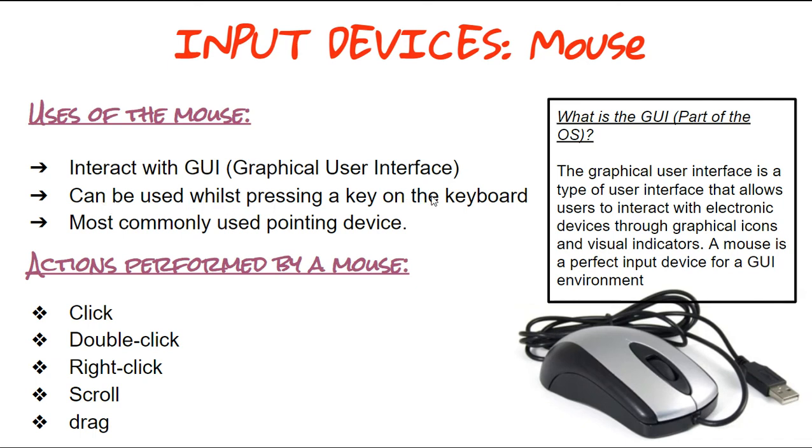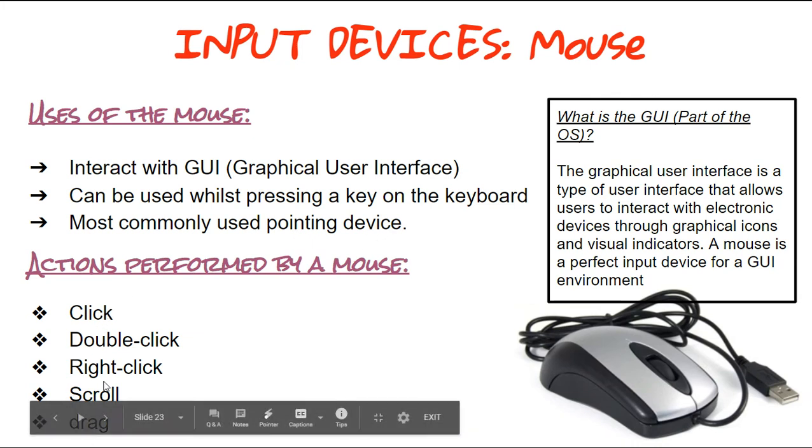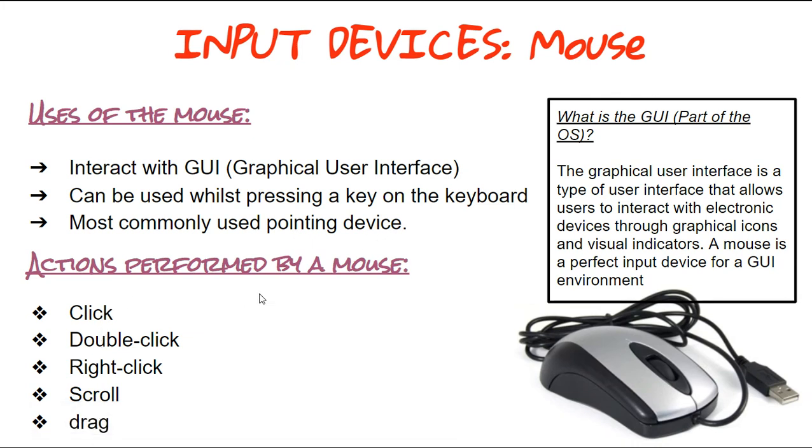Can be used while pressing a key on the keyboard. So you could hold a key in on the keyboard and click a mouse button to do something. It's the most commonly used pointing device. Some actions that you could do: you could click, double click, right click, scroll, drag.